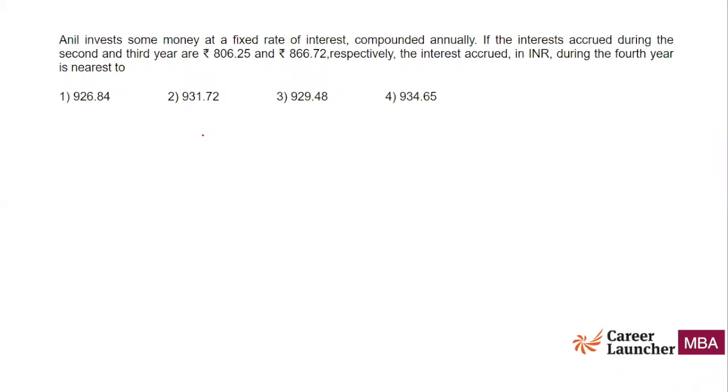So this is a question on rate of interest. Anil invests some money at a fixed rate of interest compounded annually. If the interest accrued during the second and third year are 806.25 and 866.72. So these are the interests in second year and third year. So these are 2 consecutive years. In INR, during the fourth year, the interest is nearest to.